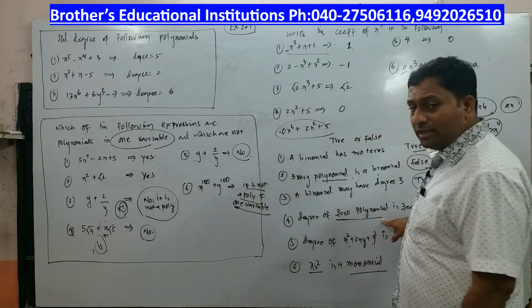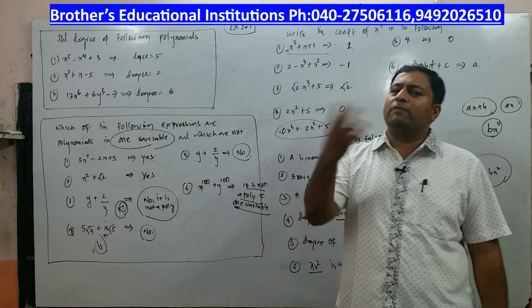0 polynomial is different, 0 of a polynomial is different. That we will see in our next class.